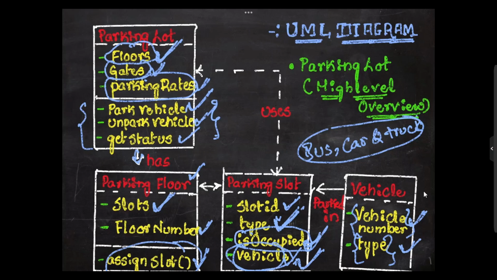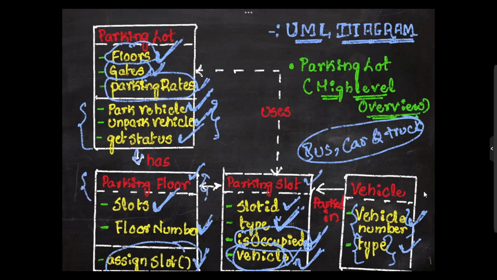The parking lot consists of the floors, gates and parking rates. We should be able to park a vehicle here. We should be able to unpark a vehicle as well, and we should be able to get the status of the particular vehicle as well. So the parking lot consists of the parking floor. Basically, the parking floor has different slots and the floor number, right? We should be able to assign the slot for the particular vehicle based on the particular floor number, right? This one I'm speaking of.